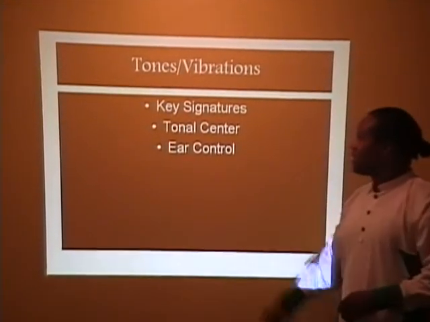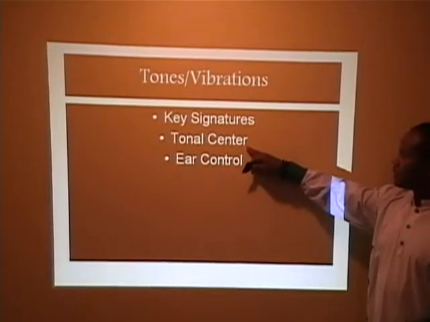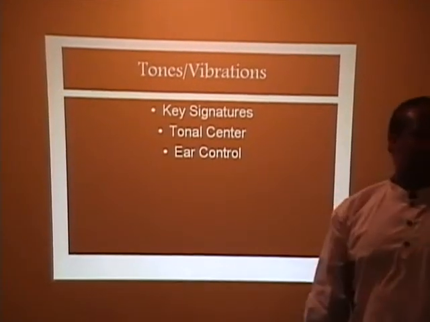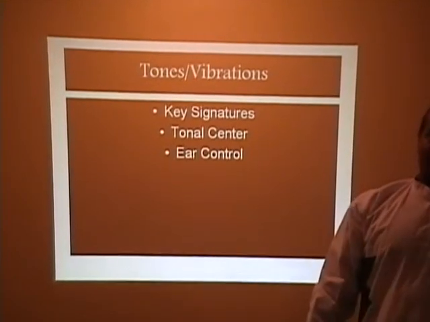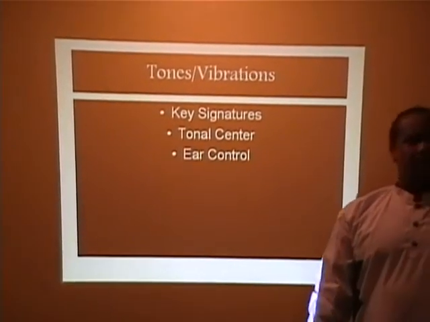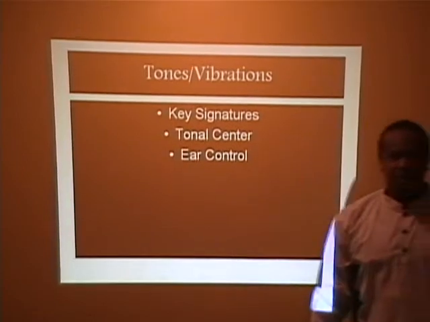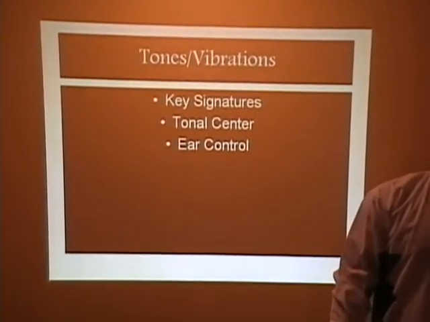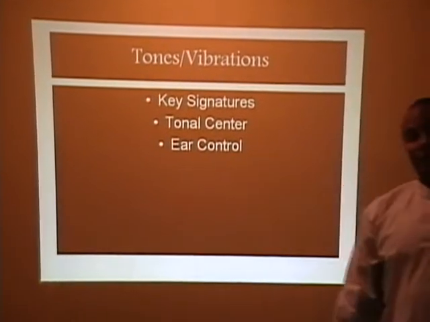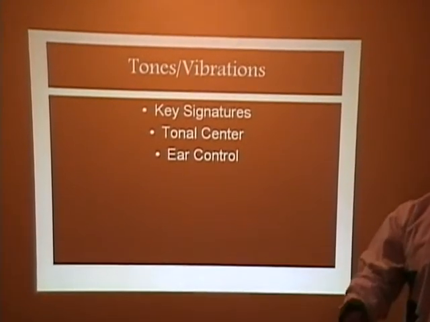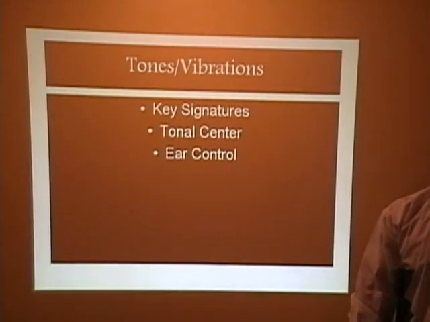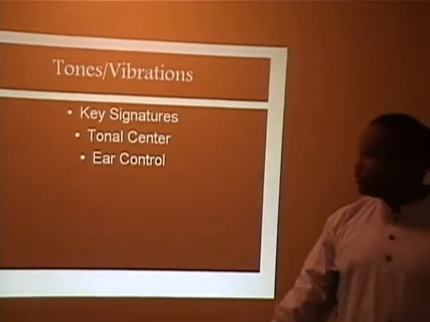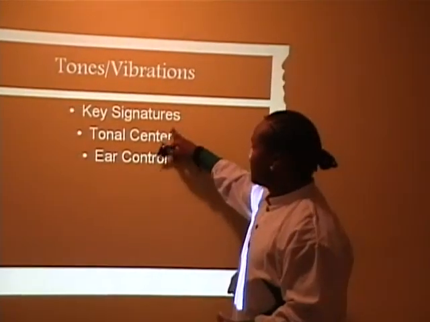Tones and vibrations. You have key signatures, tone center, and ear control. What are key signatures? Key signatures are the tones at the beginning of the music. And what happens is your ear is listening out for that sound to come back around again. It's almost like a loop or the bass line. If I go doom doom doom doom doom, you see how that goes? That's key signatures.